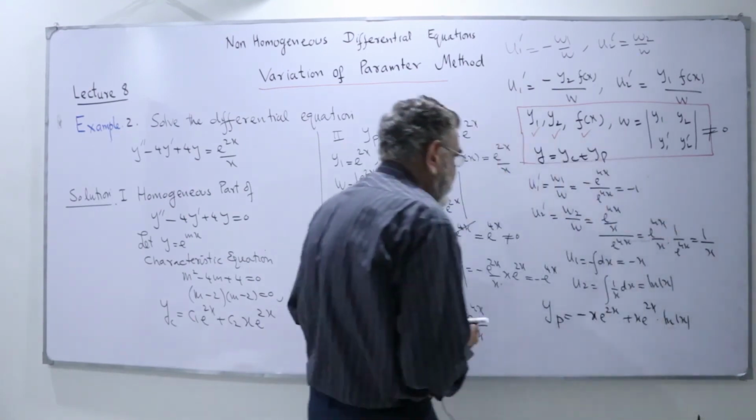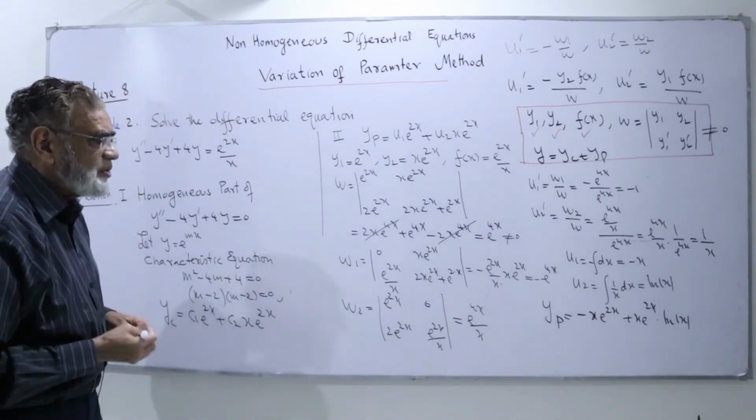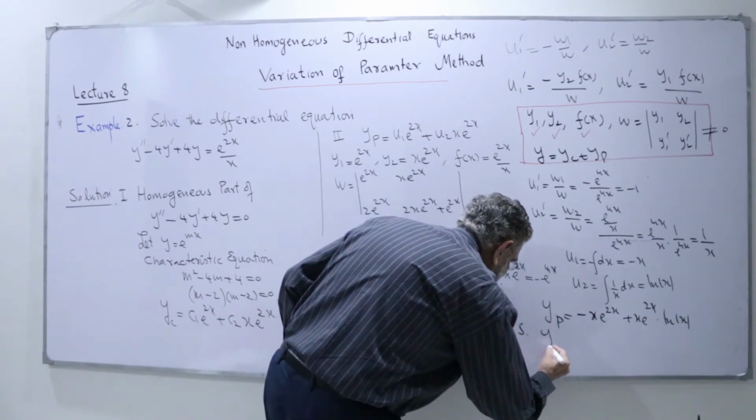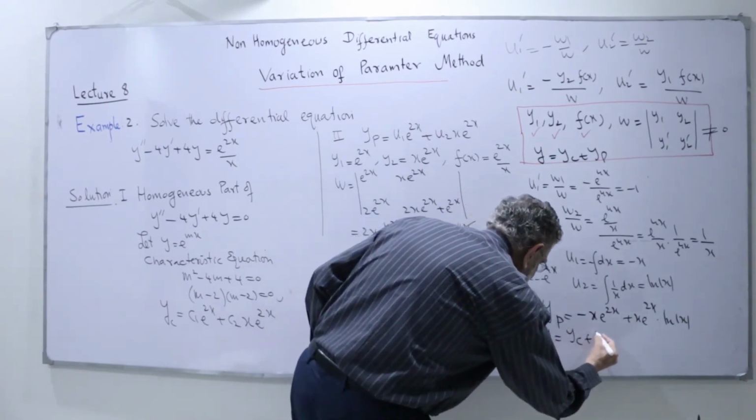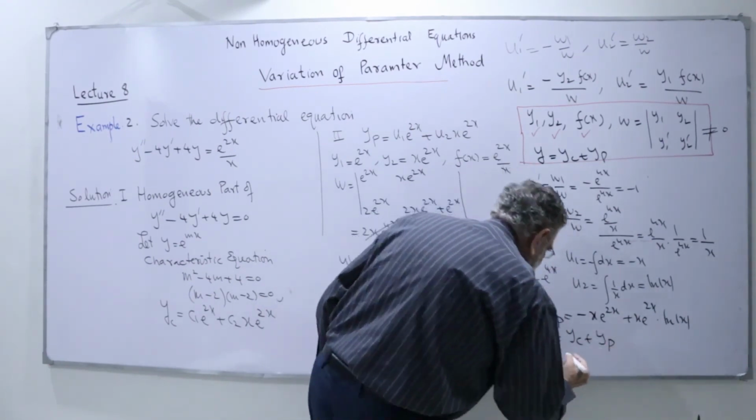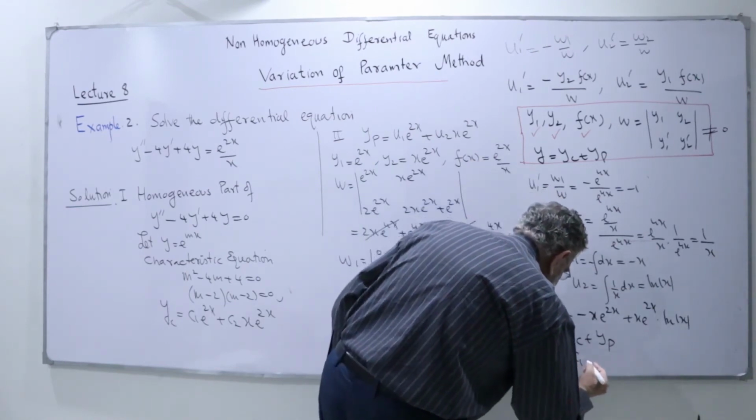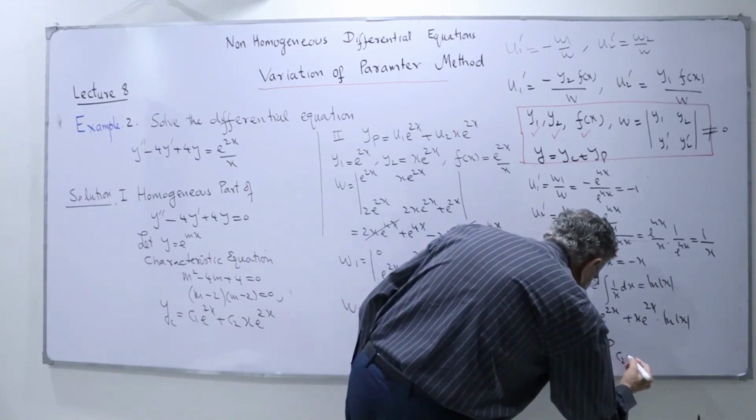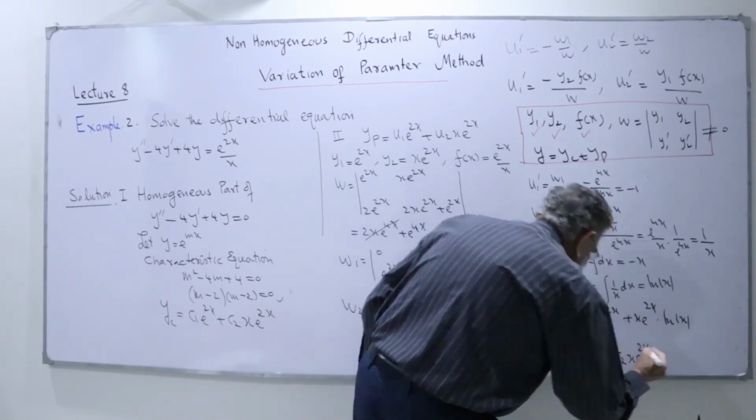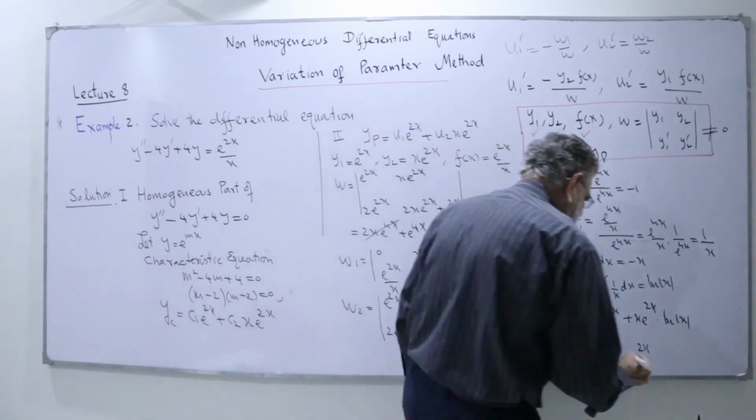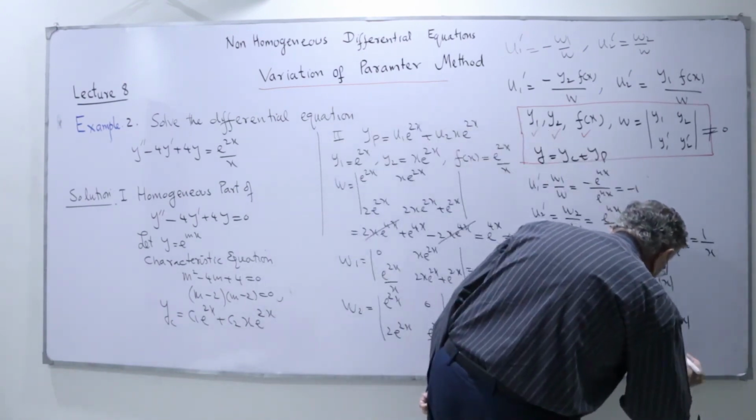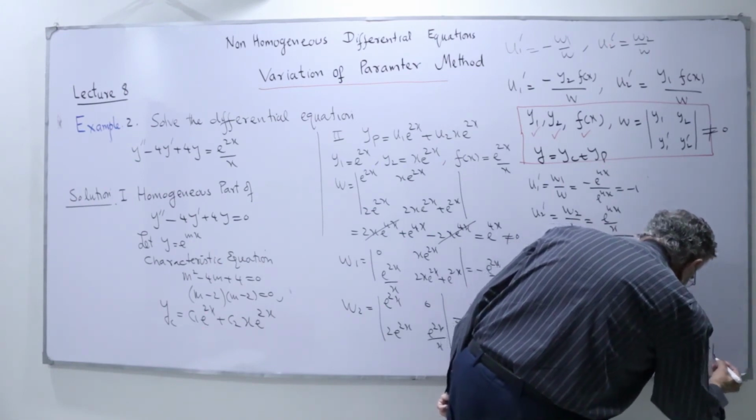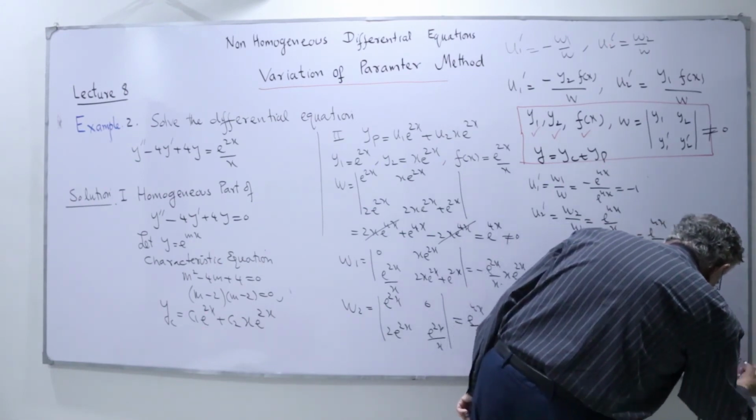So it's my yp. I have y1. So I combine this one. My general solution is y is equal to yc plus yp. So I can write this one. My yc is c1 e to power 2x. My y2 is c2 x e to power 2x. This is my yc. My yp is minus x e to power 2x plus x e to power 2x into ln of x. This is my yp and this is my solution.